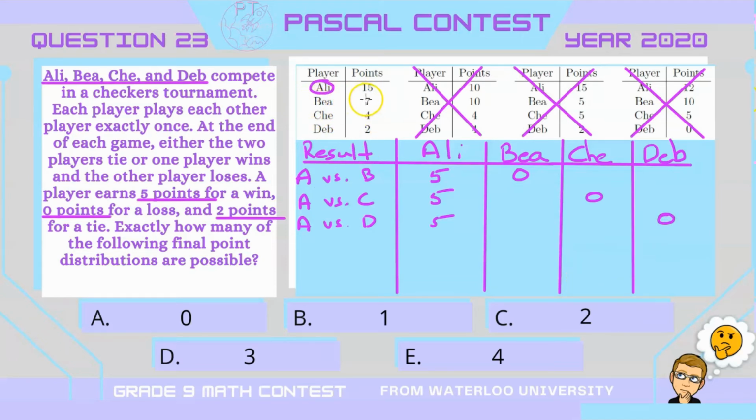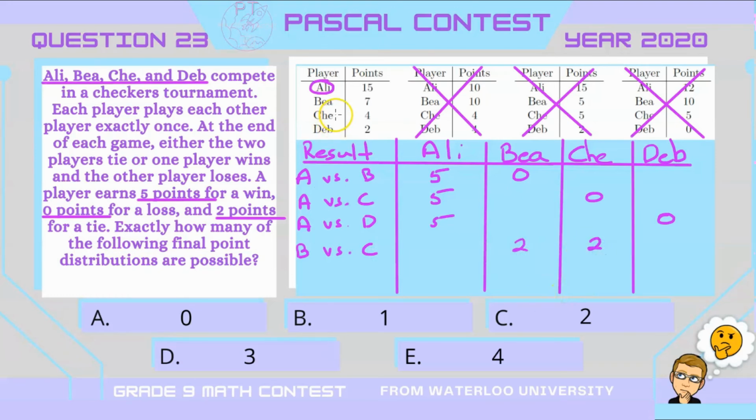Alright, well what about Bia? Bia got 7 points. 7 points means 1 win, 1 loss, and 1 tie. Well, we already know who Bia lost against. So Bia could have tied either Deb or Chi. Now, considering Chi has 2 ties and Deb has 1, I'm going to go with the fact that Bia tied against Chi. So when we have B versus C, it's going to be a tie, they're each going to get 2 points.